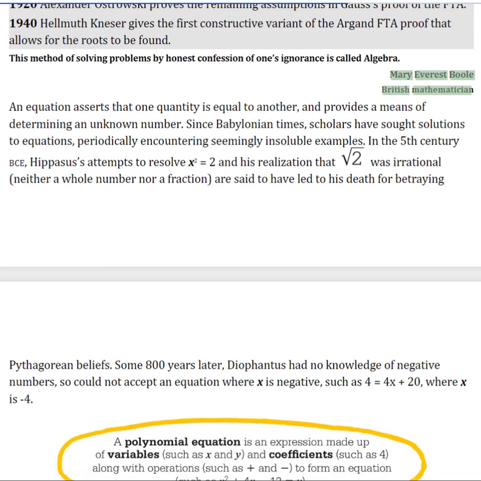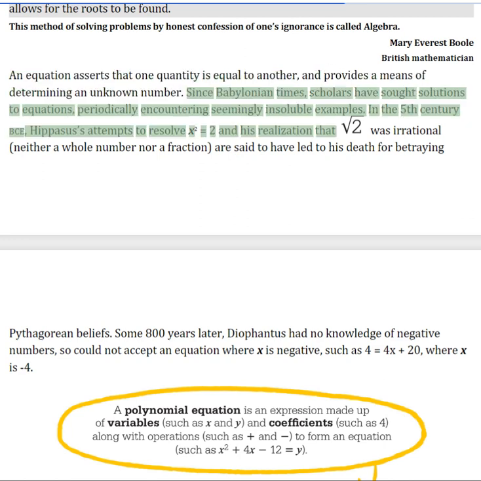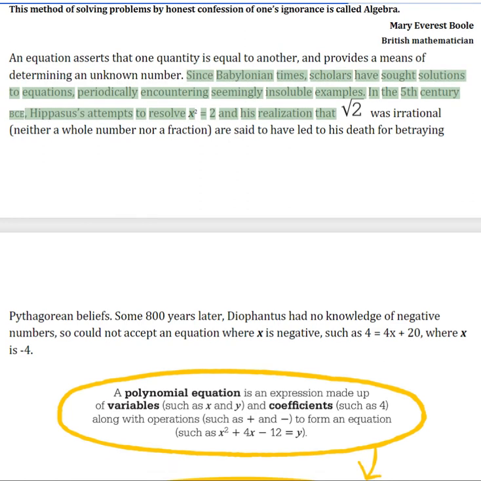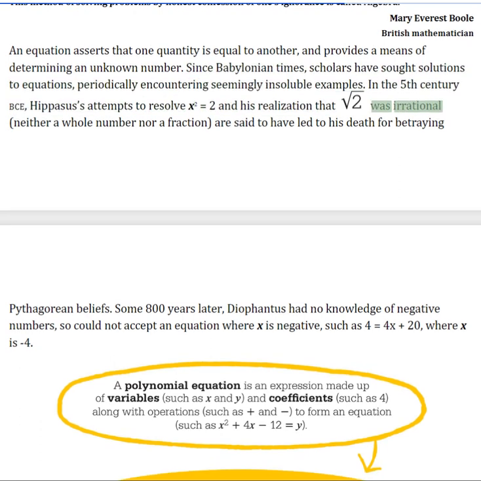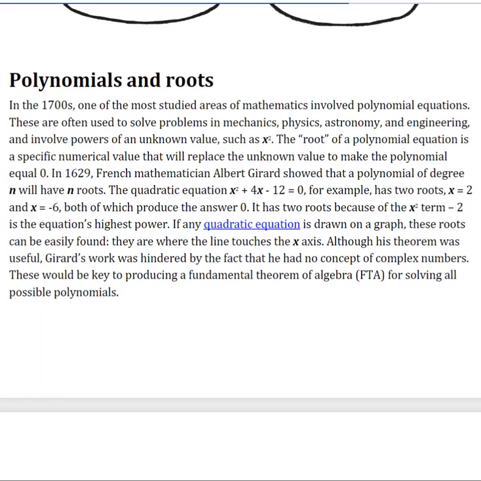This method of solving problems by honest confession of one's ignorance is called algebra. Mary Everest Boole, British mathematician. An equation asserts that one quantity is equal to another, and provides a means of determining an unknown number. Since Babylonian times, scholars have sought solutions to equations, periodically encountering seemingly insoluble examples. In the 5th century BC, Hippasus' attempts to resolve x² equals 2 and his realization that x was irrational are said to have led to his death for betraying Pythagorean beliefs.